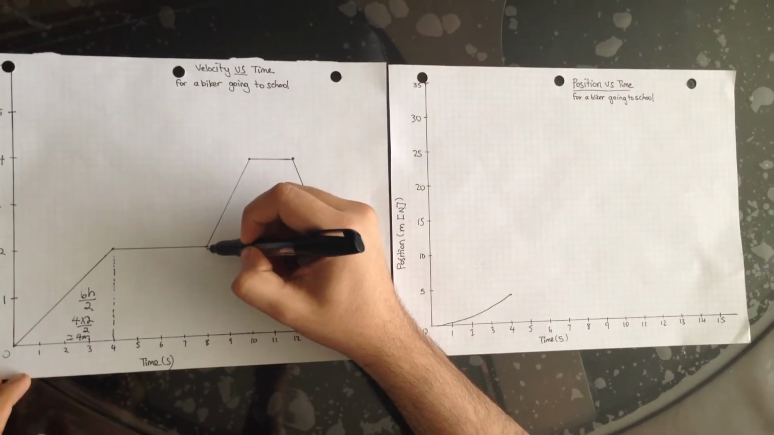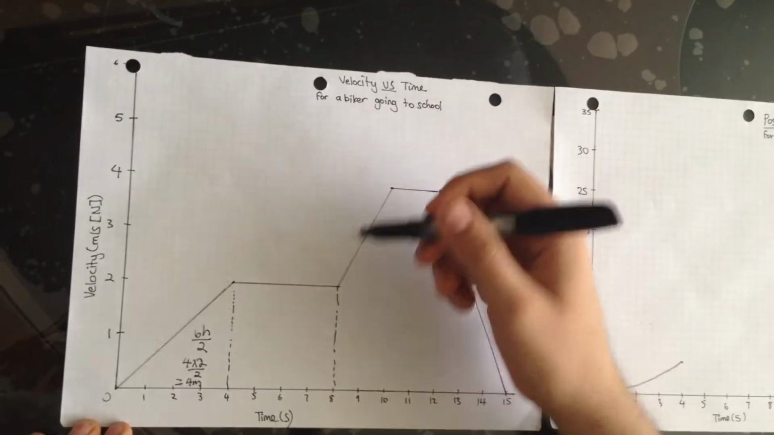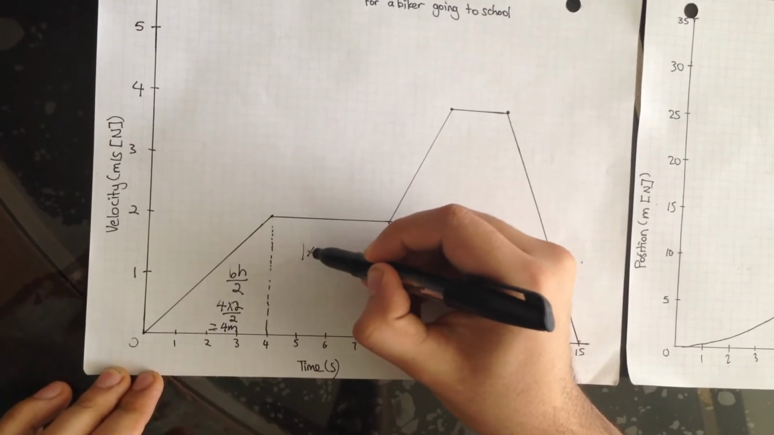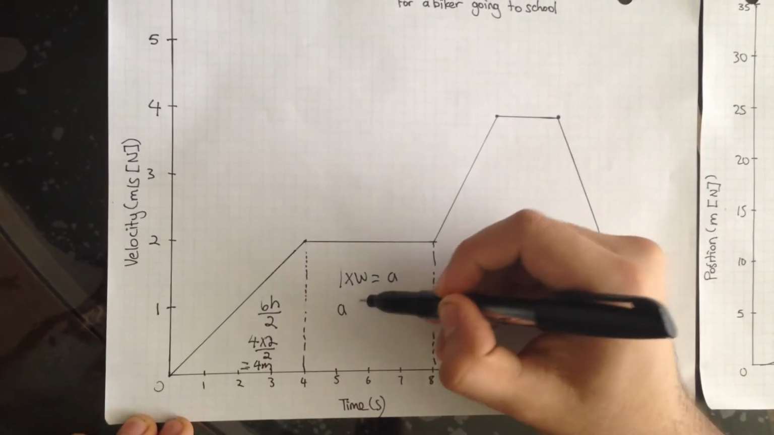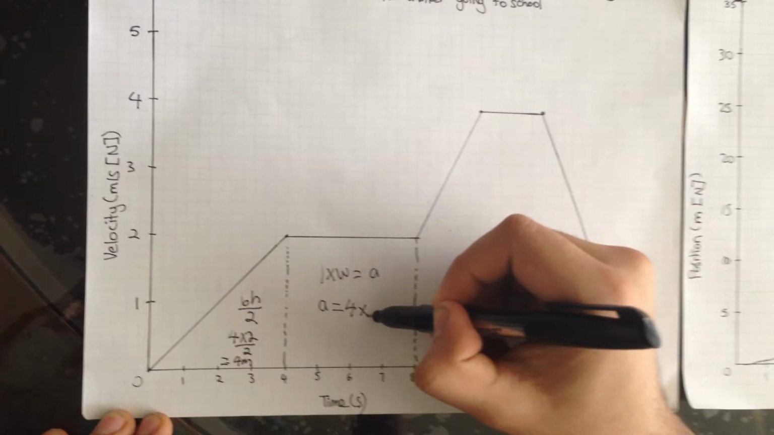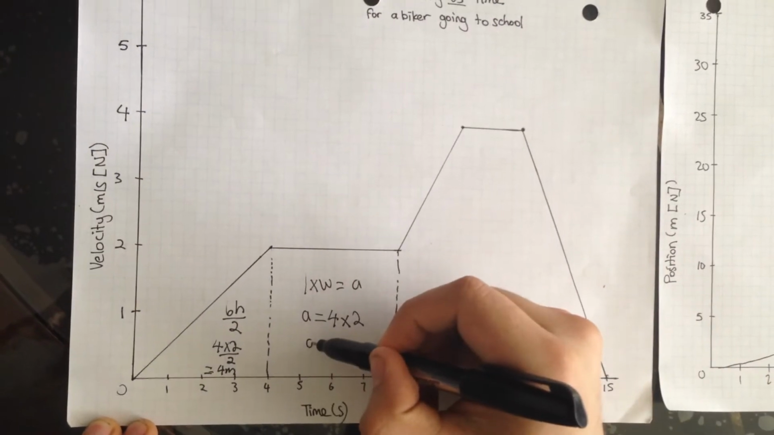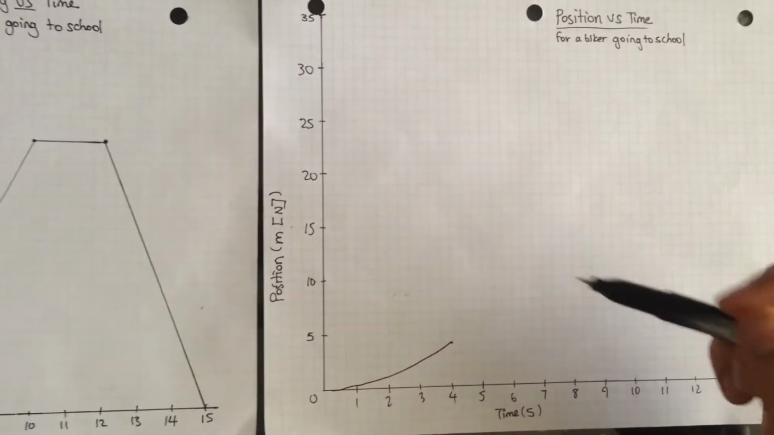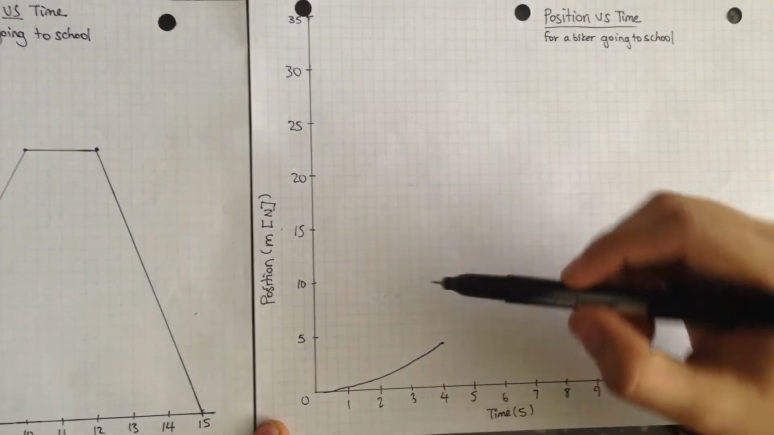In order to get the area here, we have to find the area of a rectangle. It looks like a square, but actually it's a rectangle. Length times width is equal to area. So the area is 4 seconds times 2 meters per second, so the area is going to equal 8 meters. Therefore, when we come to the position versus time graph, it should go up by 8 meters in the next 4 seconds.